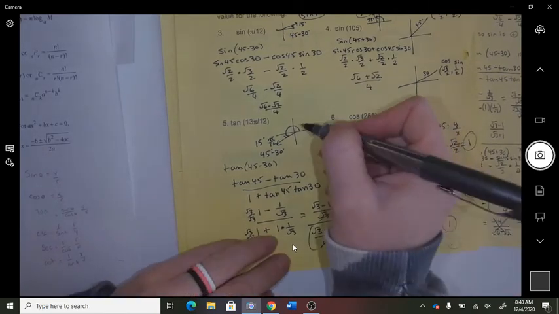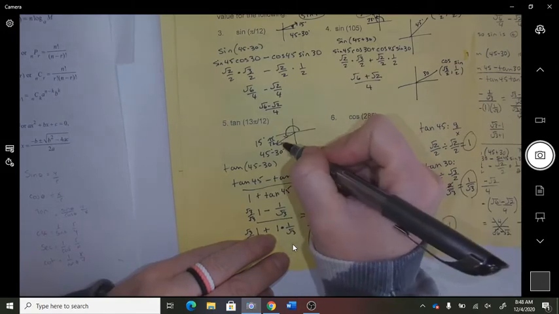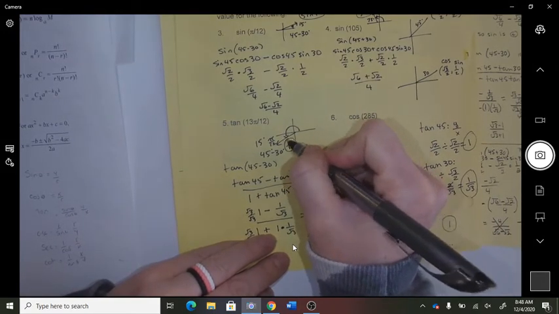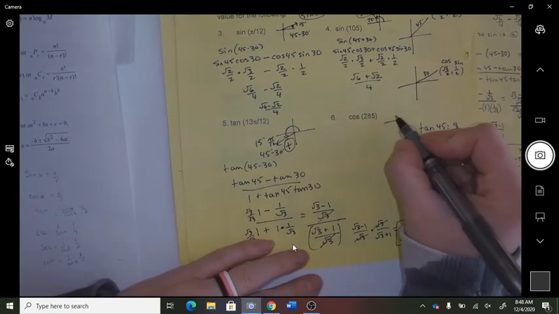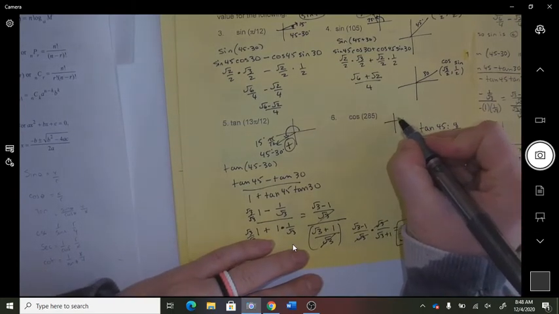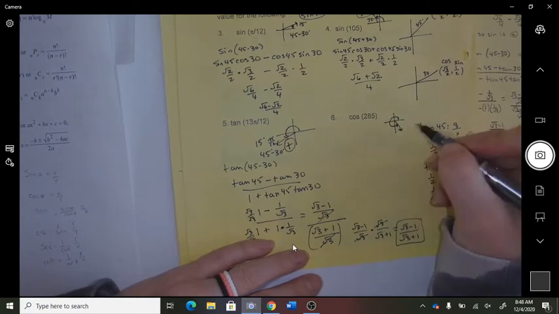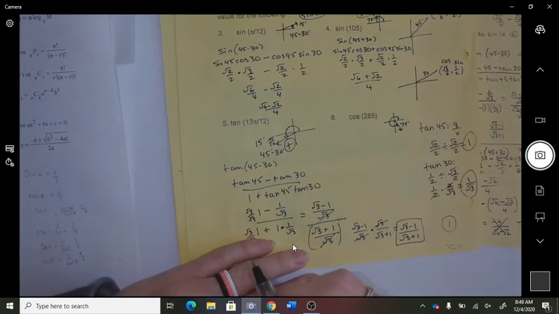Okay, check out your quadrant. This is positive, so now we just leave it. Okay, 285. So here we are. This would be a 75-degree angle reference.